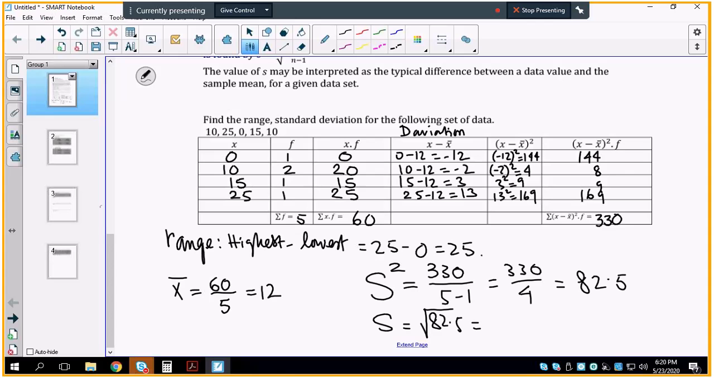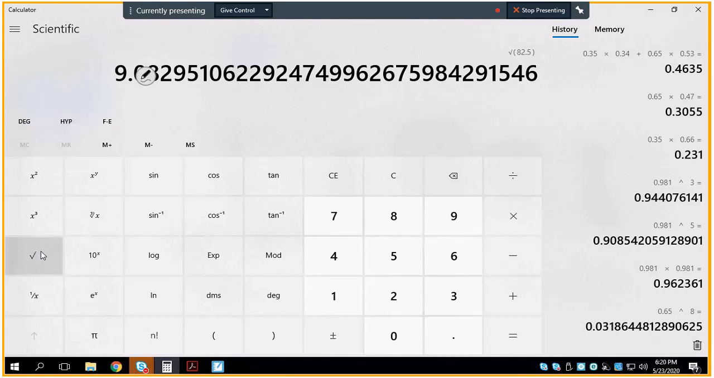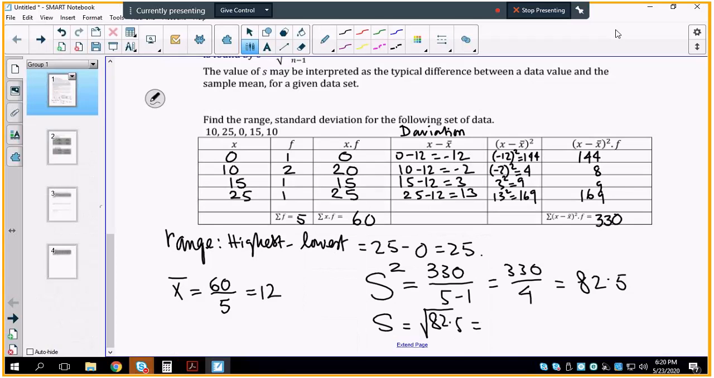And let's find out how much this number is. So 82.5, and I'm going to take the square root of that number. Rounding to 4 decimal places, I will get 9.083. That's the standard deviation, which is again expressing large variability in your data set.